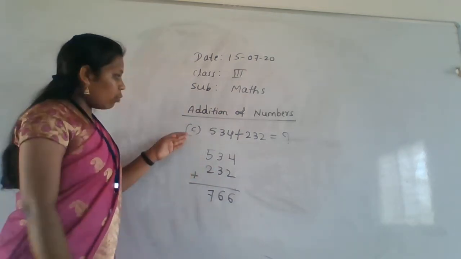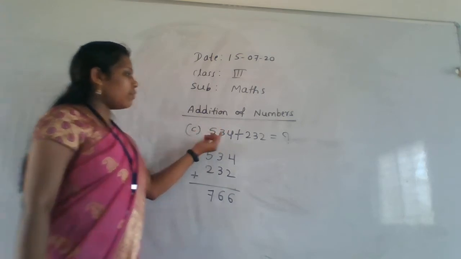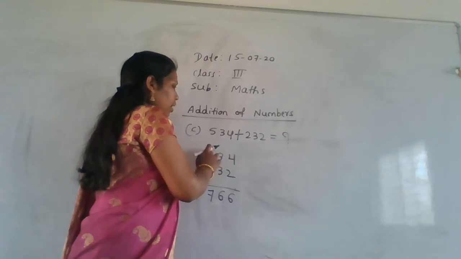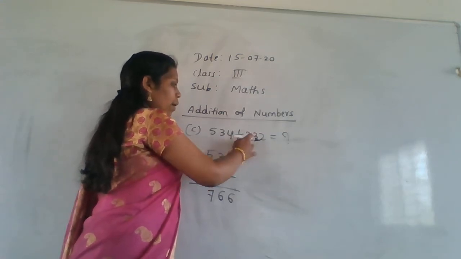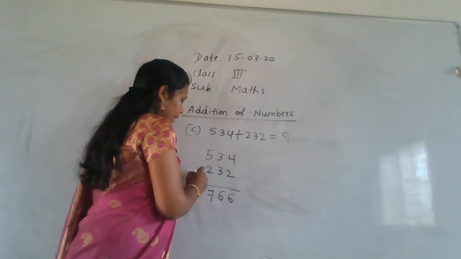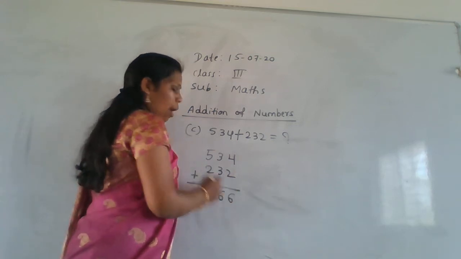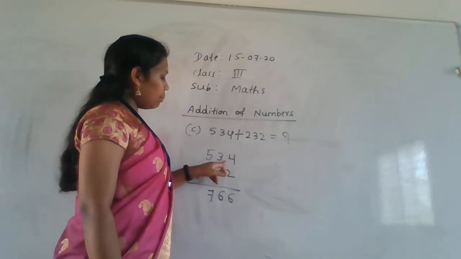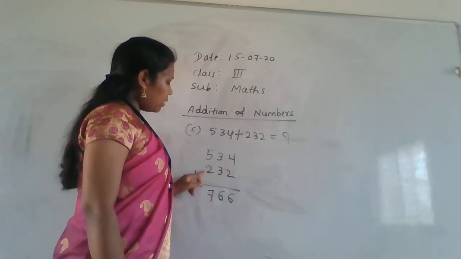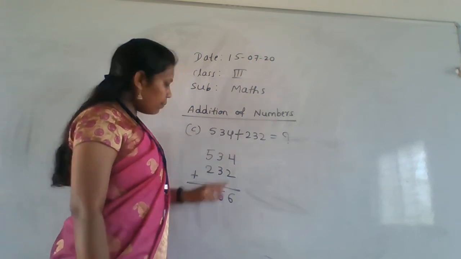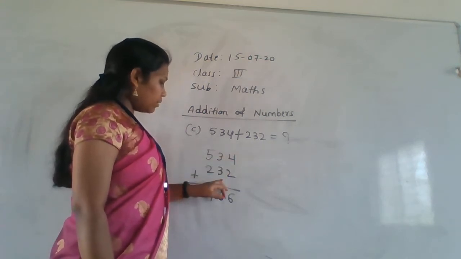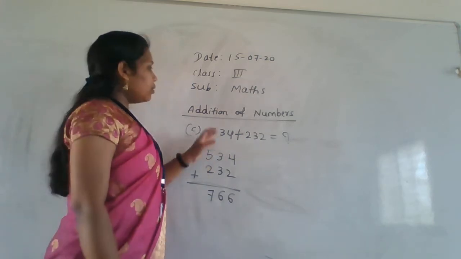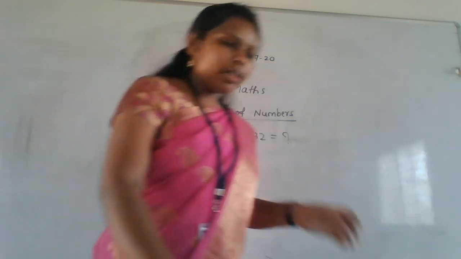Getting my point? What we have to do here is, they gave 534 plus 232. Then you have to write the number 534, and below that you write the number 232, and again here an addition symbol. Now you have to add the numbers. 4 plus 2 is 6. 3 plus 3 is 6. 5 plus 2 is 7. So these are the addition of numbers.